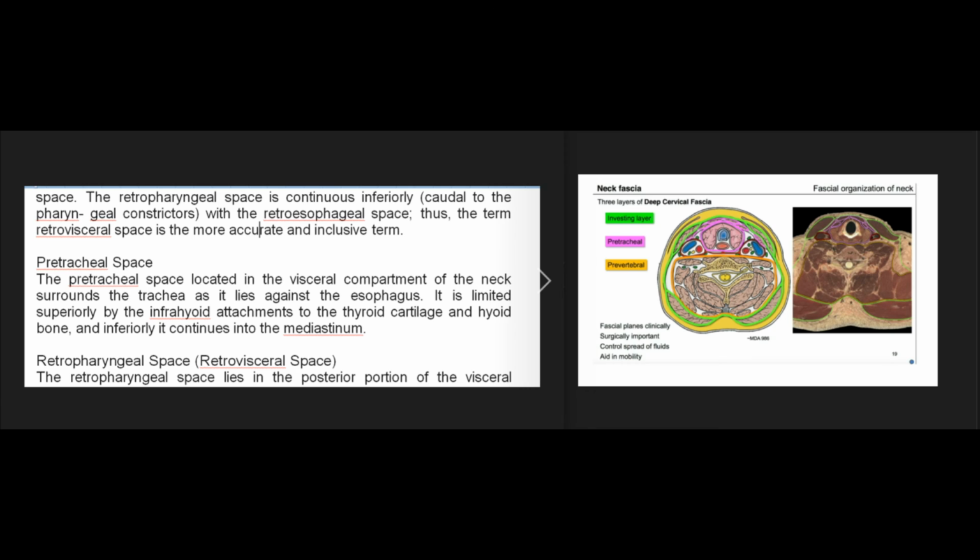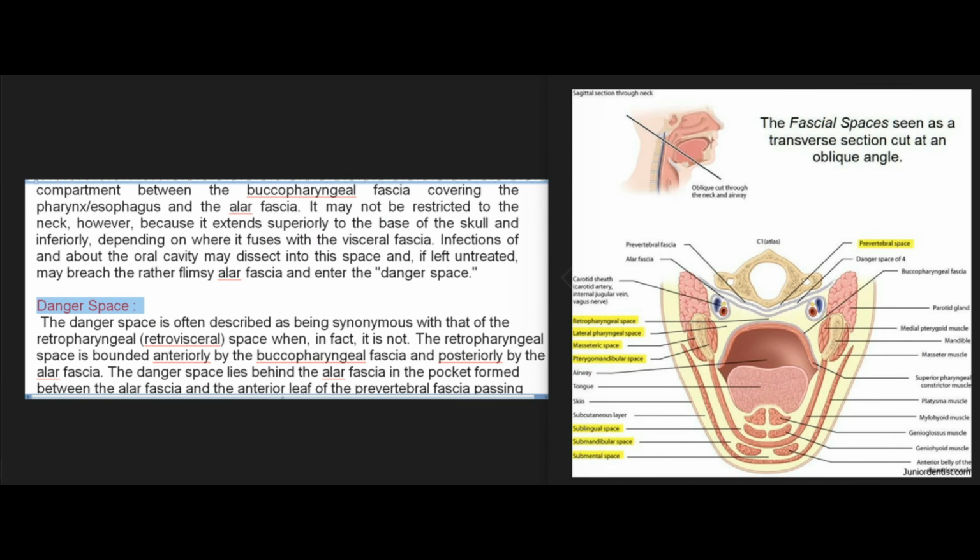Danger space. The danger space extends from the base of the skull to the diaphragm and is a closed space. It appears, therefore, that infections located in the danger space result from infectious dissections through the alar fascia from the retropharyngeal, retrovisceral space. Therefore, this space is of particular importance to the clinician because it is the pathway for the transmission of infections from the head and neck into the mediastinum. Spread of infection via this route can be life-threatening.